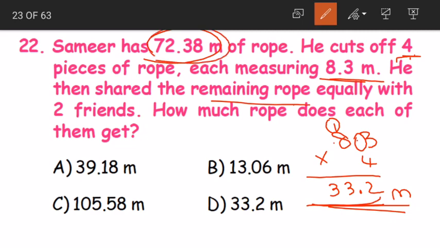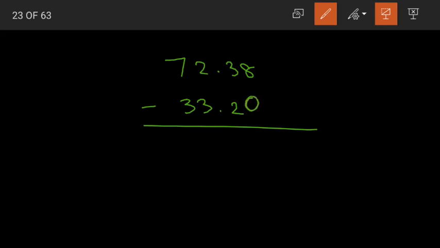From 72.38 he has cut off 33.2. 72.38 meters minus 33.2 meters. Here we are having no digits, so we can write 0. 8 minus 0, 8. 3 minus 2, 1. Point. 2 minus 3 is not possible, borrowing. 12 minus 3, 9. 6 minus 3, 3.